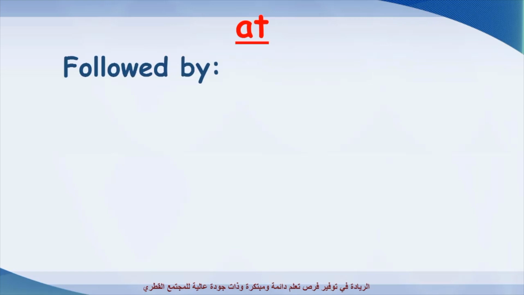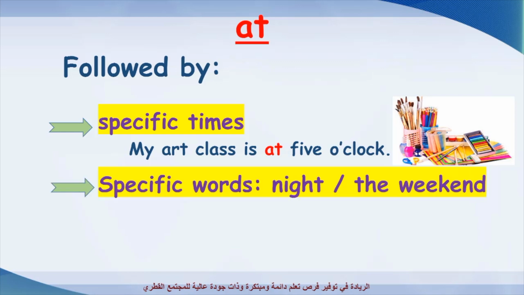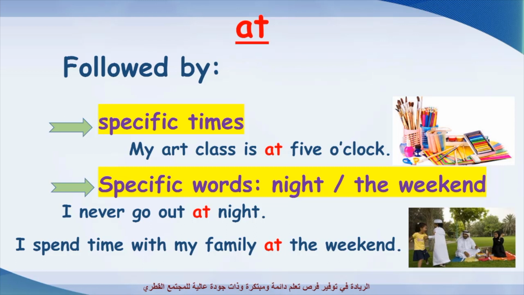Now, let's have a look at the third preposition, at. At is usually followed by specific times. Example, my art class is at 5 o'clock. At is also followed by specific words like night and the weekend. Examples, I never go out at night. I spend time with my family at the weekend.